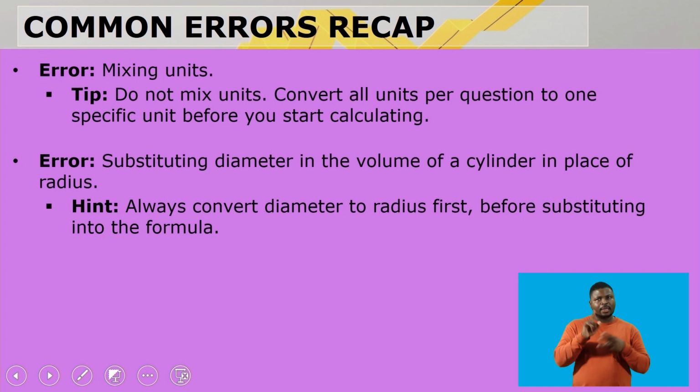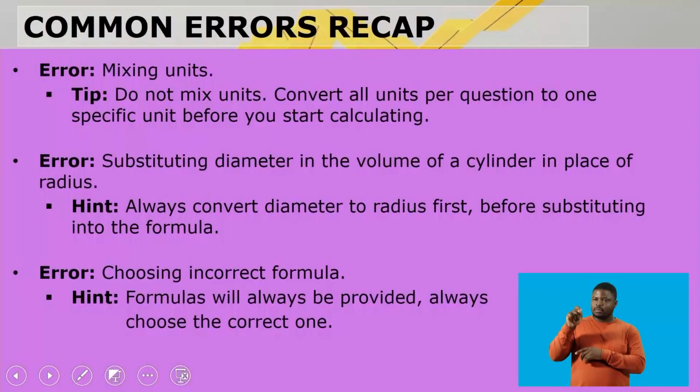Another error, substituting the diameter in the volume of a cylinder in place of the radius. Please remember to read properly and substitute what is given. And always convert the diameter to the radius. Another one, choosing the incorrect formula. Remember, all formulas will be given, but you need to choose the correct one.